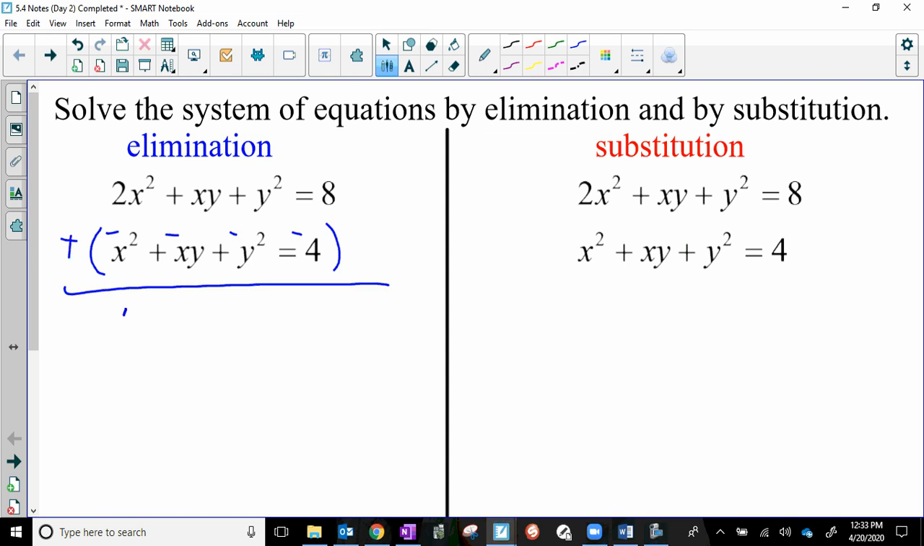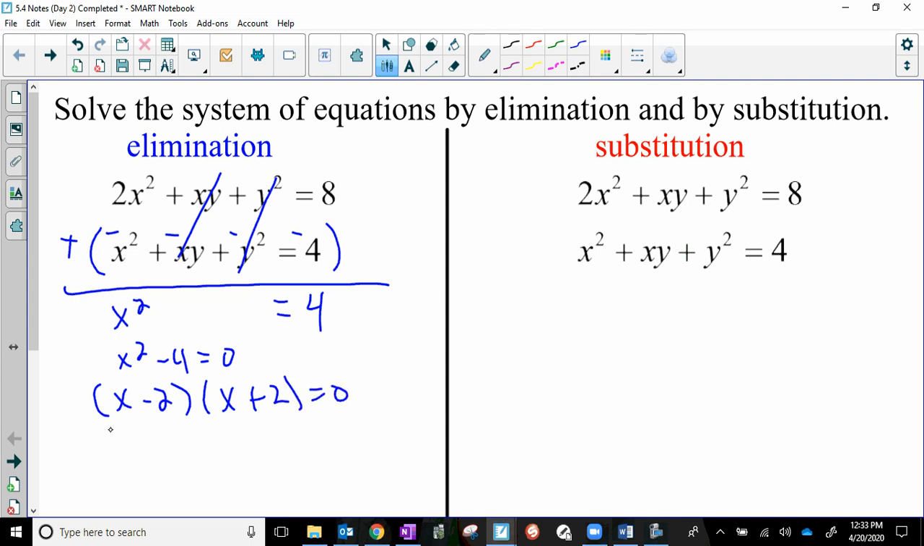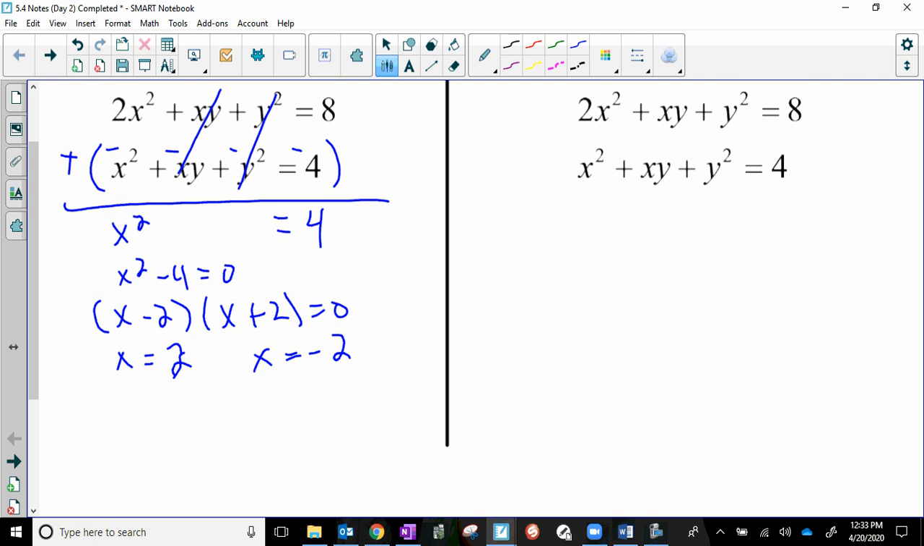Okay. So we end up with x squared. These go away, and we have 4. And then we have x squared minus 4 equals 0, (x minus 2)(x plus 2). So we get x is 2 or negative 2. And then you have to go back to one of the original equations and solve for x or y.